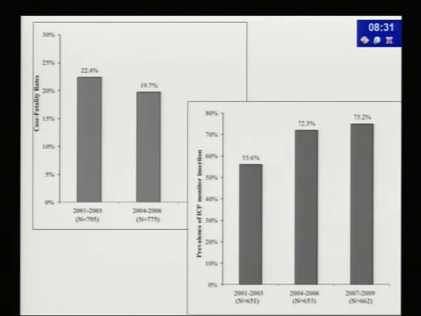Associated with that was an increased compliance with ICP monitoring guidelines, and as you can see here, it's an almost linear relationship: the more ICP monitoring you got, the less mortality you had. Again, to me, it's indirect evidence, but I think it's relatively persuasive that ICP monitoring can play a role in patients with severe TBI.